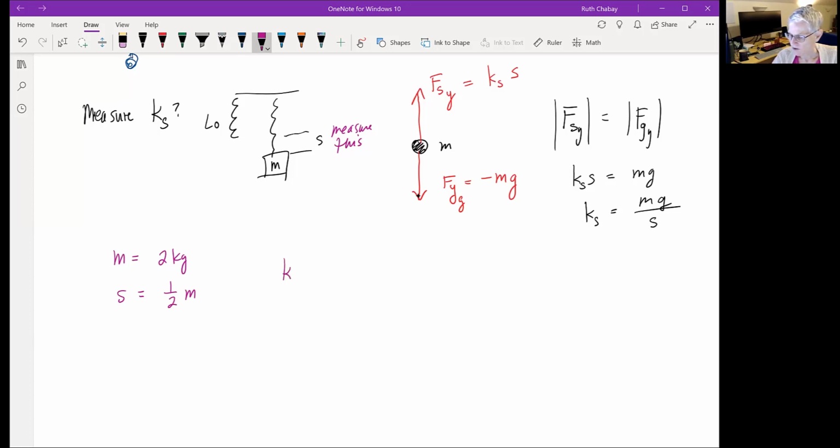Then we'd have the spring stiffness was 2 kilograms times, let's be approximate here, we'll use 10 newtons per kilogram for the Earth's gravitational field, divided by half a meter. So we'd have, what, 40 newtons per meter? 2 divided by 0.5 is 4, yeah. Okay, so there's not much to it, right?